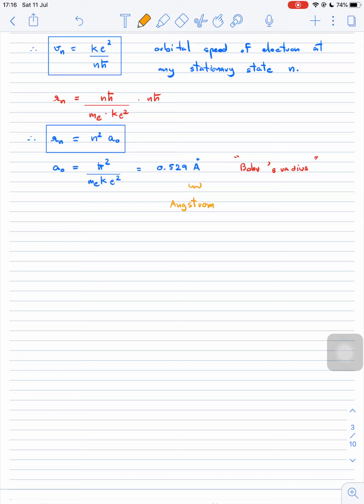Angstrom is equal to 10 to the negative 10 meter. Okay, this will be the conversions. It is the unit of length, equal to 10 to the negative 10 meter.